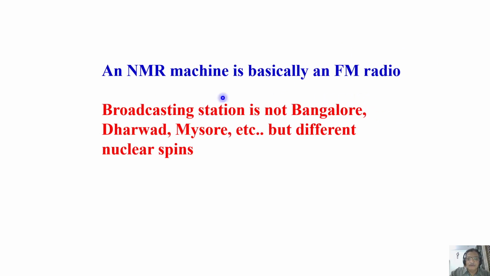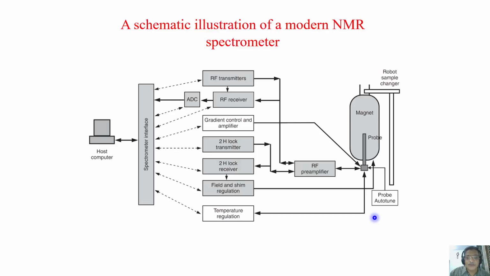What is important, remember, is that the broadcasting station is not Bangalore, Dharwad, Mysore, etc. But the broadcasting stations are different nuclear spins, and receivers are like individual houses. Our individual spectrometers are the receivers. So the radio frequency signal is emitted by the nuclear spins after doing a certain trick in the experiment, by sending a radio frequency signal, exciting the spins and collecting the signal. We do the Fourier transformation and collect the peaks. This is nothing but an FM radio. Okay. So the signals are emitted, and the broadcasting stations you can assume to be different nuclear spins.